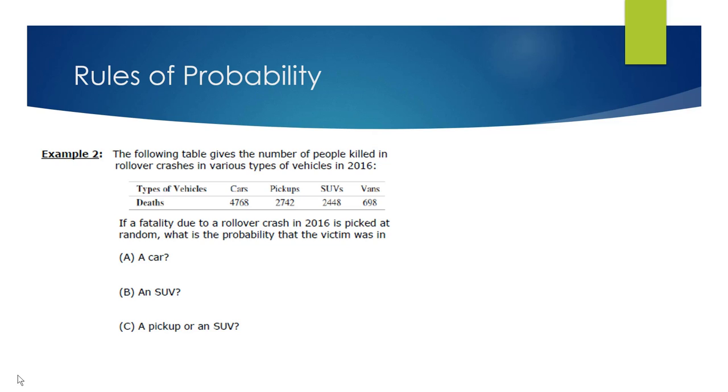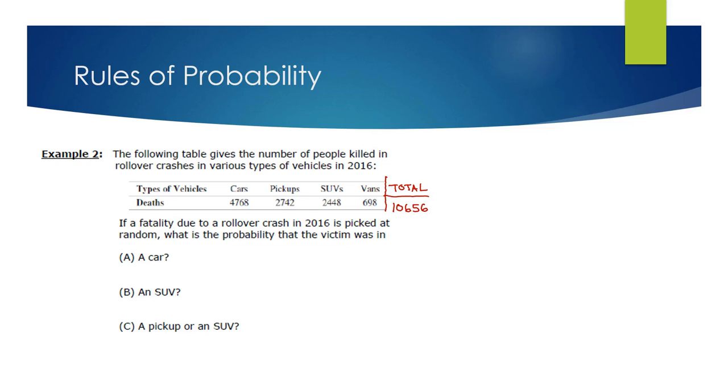When you're dealing with probabilities, you first have to make sure you know each outcome here. You're looking at these rollover crashes. They're all rollover crashes, and you have the number of deaths in each type of vehicle. So what you want to do is first figure out what your sample space is. How many different individuals are in this? There's 10,656 different rollover crashes in this study.